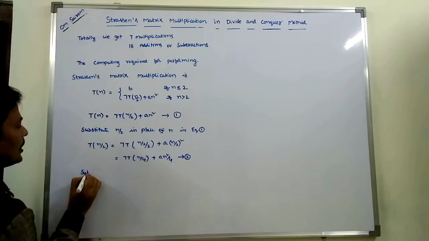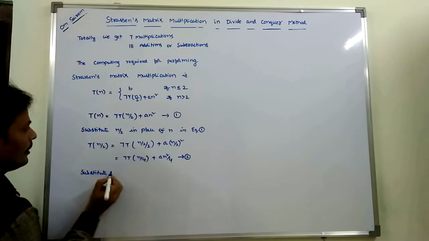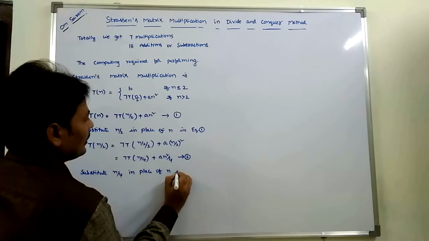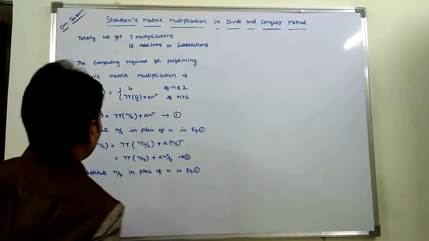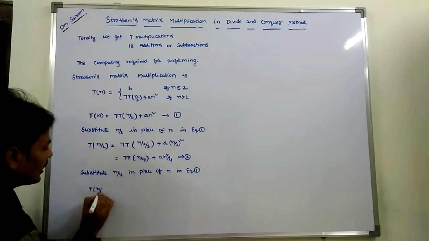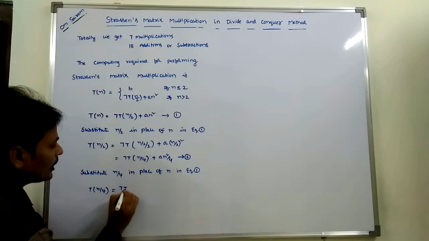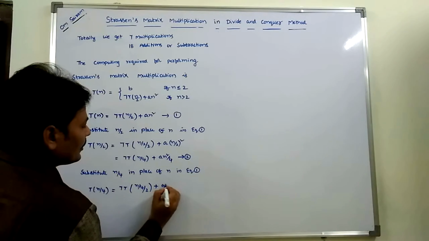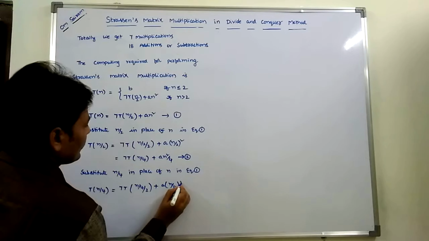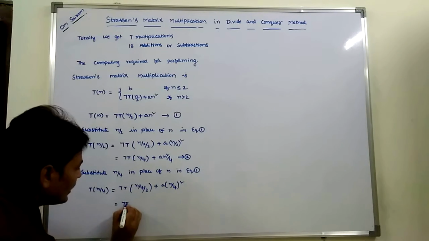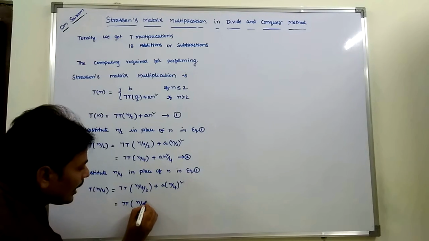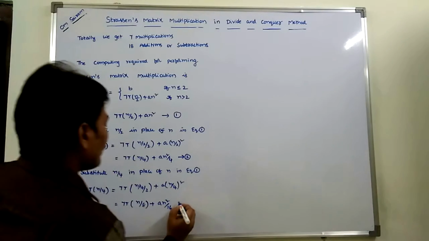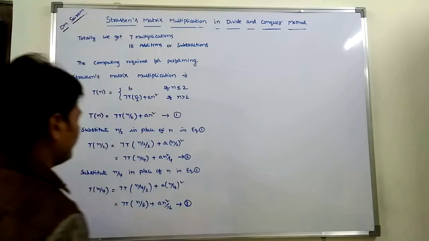Next, substitute n by 4 in place of n in equation 1. So then T of n by 4 is equal to 7 into T, we have to replace n by 4 in place of n, plus a into n by 4 whole square. So that is equal to 7T(n by 4 by 2), that is n by 8, plus a n square by 16. Okay, so now this is equation 3.